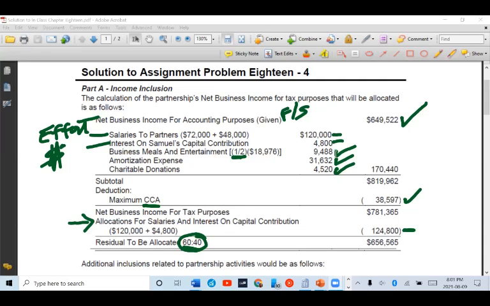So we do this little reconciliation, and that gets us to our residual business income. We're going to split this number right here based on the 60/40 agreement.